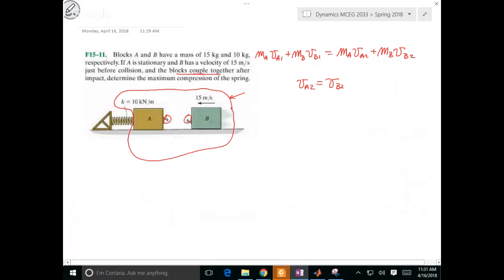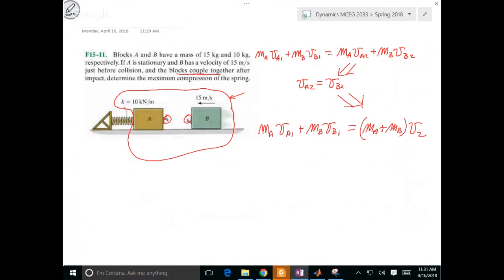And when they're stuck together, I'll just go ahead and redo it. Mass A, velocity A initial, plus mass B, velocity B initial equals, and I'll just sum them, MA plus MB times, I'll just say 2, since I don't really want to designate it A or B. It's just everything. So what does he tell us? A is stationary. B is moving at 15. Now, here's where I have to keep track of the sign, and I'm going to do this on purpose. I'm going to say that's my positive direction.